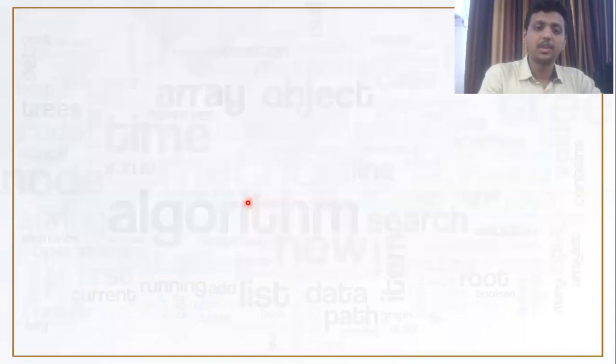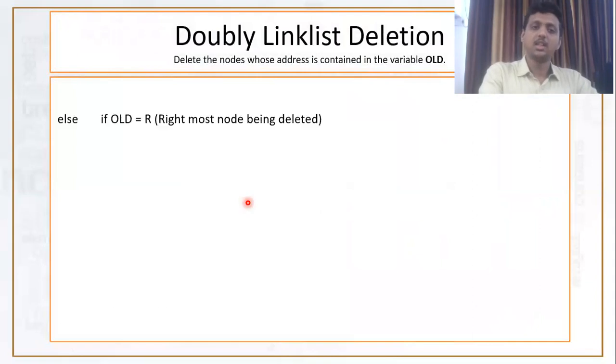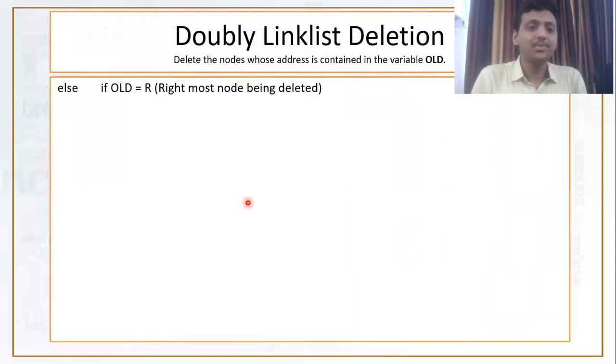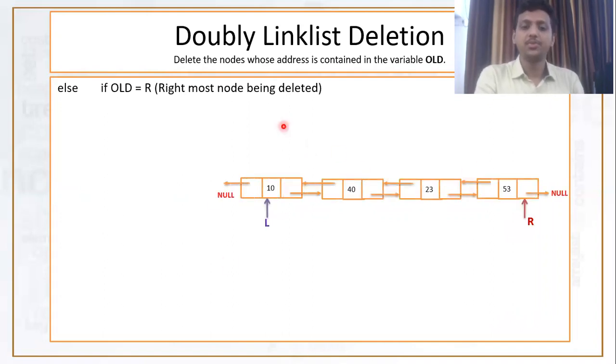So let's begin further. Now the third case is else if old is equal to R. That means if you want to delete the rightmost node. I'm referring to this figure. L is pointing over here, R is here. Both LPTR of L and RPTR of R are null. If I want to delete the rightmost node, then old is equal to R. So the condition is if old is equal to R.